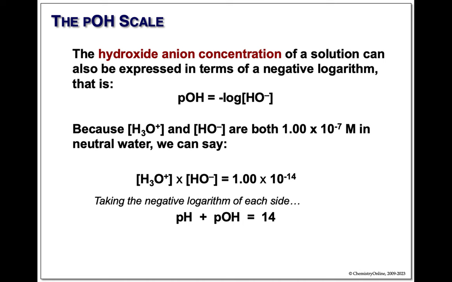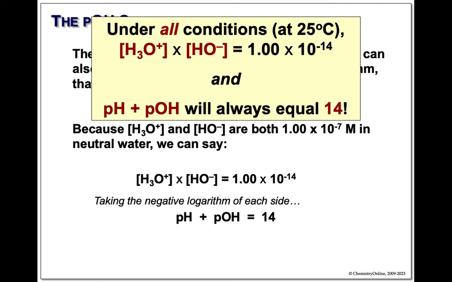This gives us two very important equations that you need to write down somewhere. Hydronium times hydroxide is always going to be 10 to the minus 14. And pH plus pOH is always going to be 14. Under all conditions at 25 degrees, hydronium times hydroxide is 10 to the minus 14. pH plus pOH is 14. Now, why is this useful?